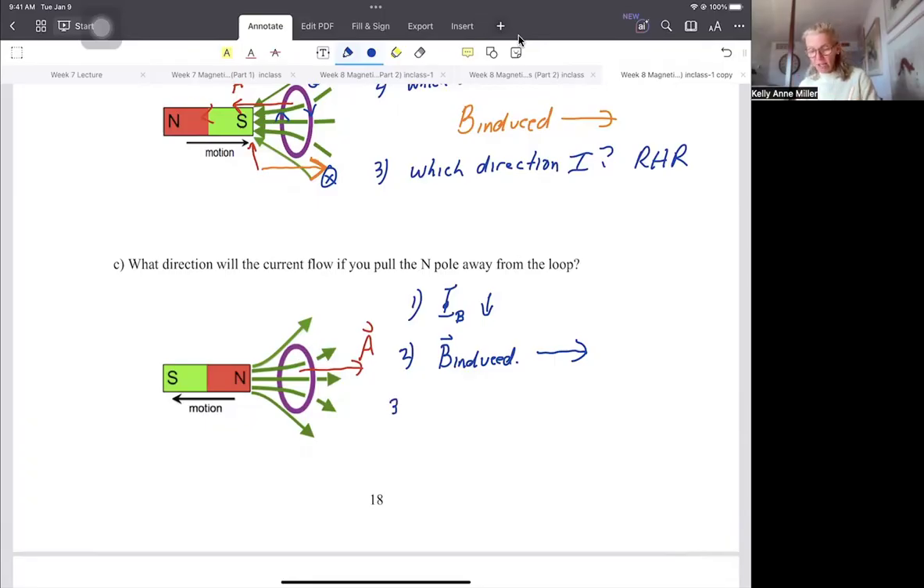And then the third question is current. So again, I point my thumb to the right. My fingers are going to be coming out of the page at the top and into the page at the bottom. It's going to be like this again.